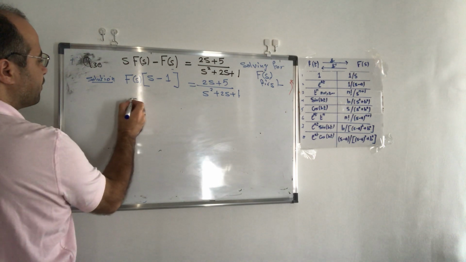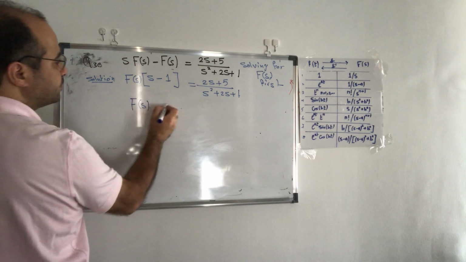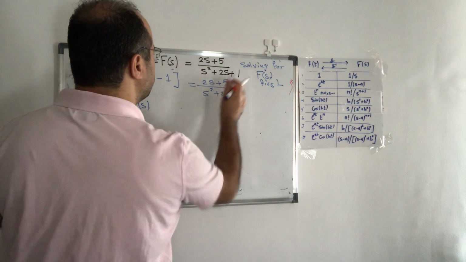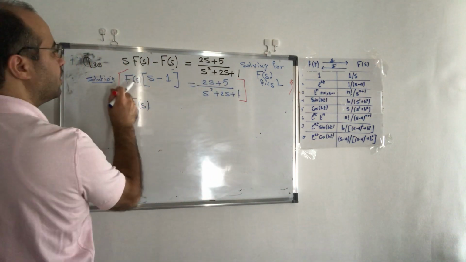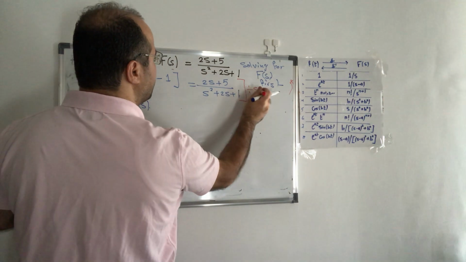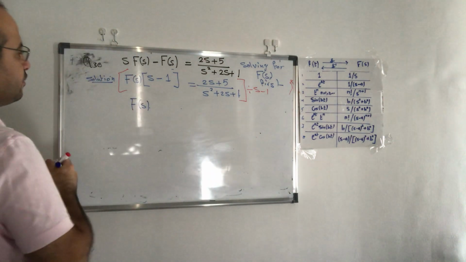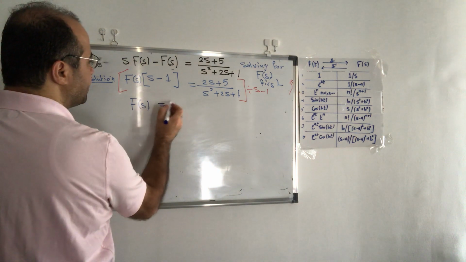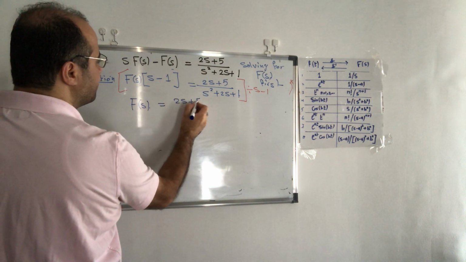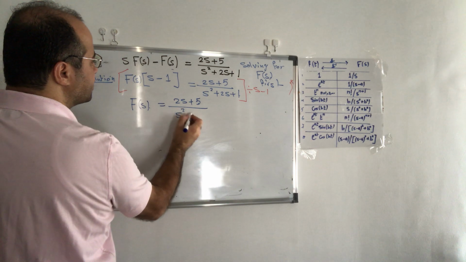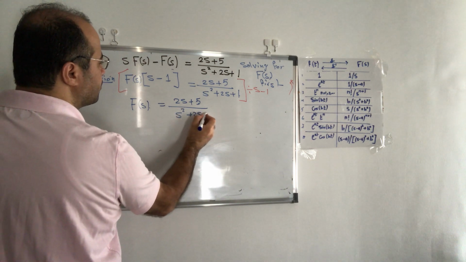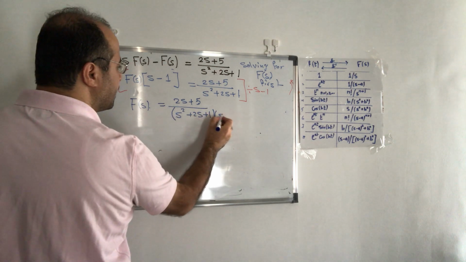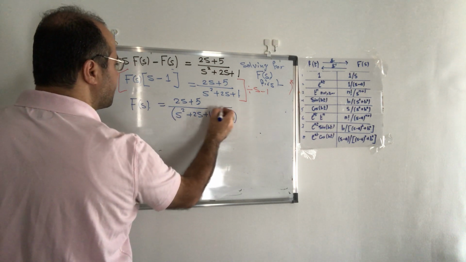Now I'm solving for f of s, right? How are you going to solve for f of s? You divide everything by s minus 1, right? If you divide by s minus 1, what will you get? You will get (2s plus 5) divided by (s squared plus 2s plus 1) multiplied by (s minus 1), right?